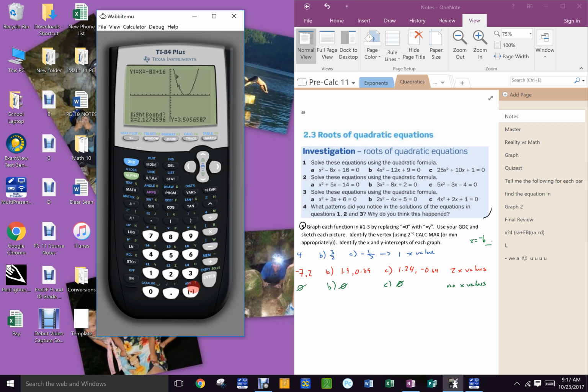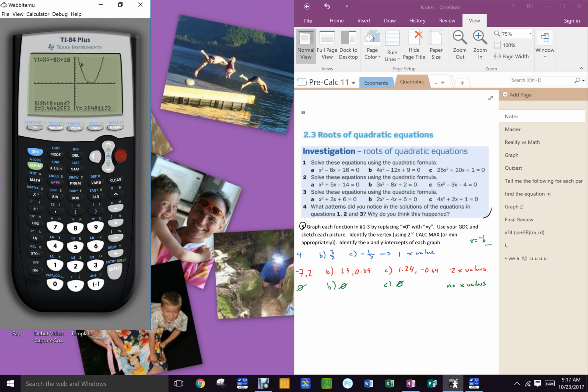And now what does the calculator ask? Right boundary. So where do you think I need to move my cursor now? To the right side of what? The vertex. So I'm going to use my arrow keys, and I'm going to move to the right side of the vertex. Once I have crossed over, have I crossed over? So I can push enter again.